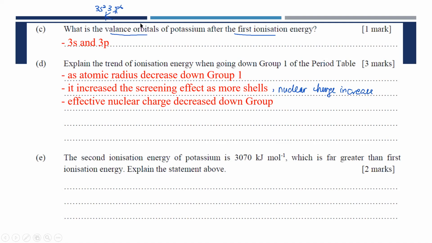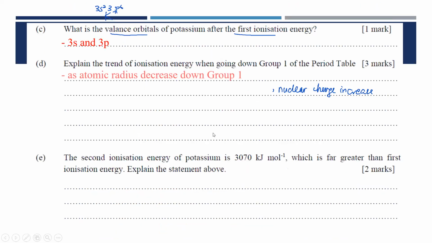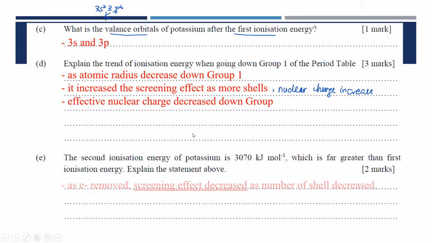And finally, E. The second ionization energy of potassium is 3070, which is far greater than the first ionization energy. Explain your statement above. Why is it that the second ionization energy is far greater than the first one? If you look back at the table here, you can see that the first ionization energy of potassium is around 420. Do you see that? For the second it is 3070, so much higher. Why? Because as an electron is removed, the screening effect decreases as the number of shells decreases. As a result, the effective nuclear charge increases significantly.